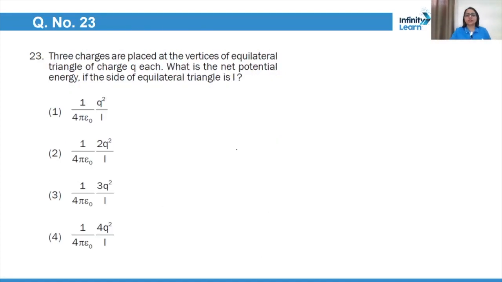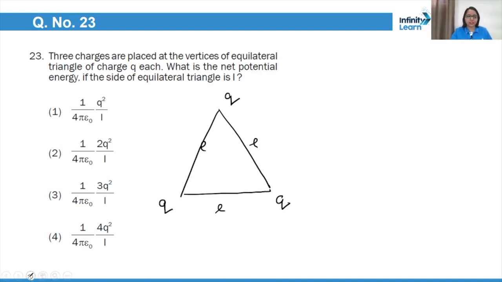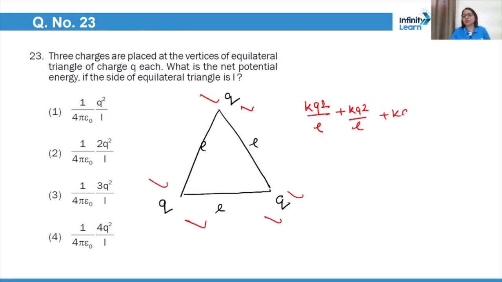Question number 23. We have three charges placed at the vertices of an equilateral triangle of charge q each. What is the net potential energy if side of the triangle is L? So potential energy due to this and this will be k q square upon L. Due to this and this will be again k q square upon L, and due to this and this will be again k q square upon L. So potential energy will be 3 k q square upon L, which is 3 upon 4 pi epsilon naught q square upon L. So correct answer is option 3.